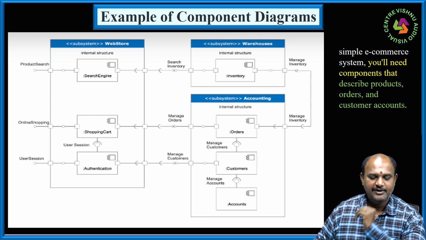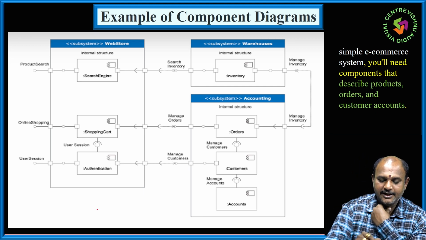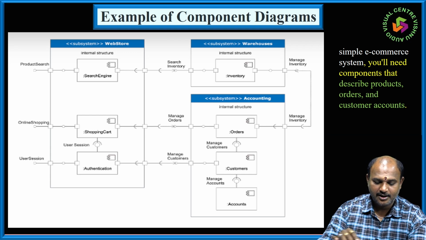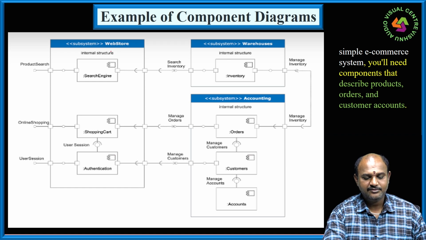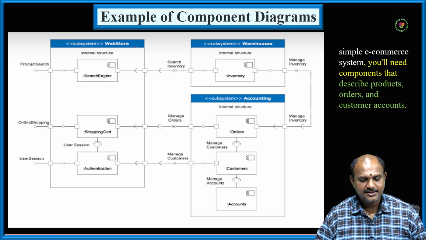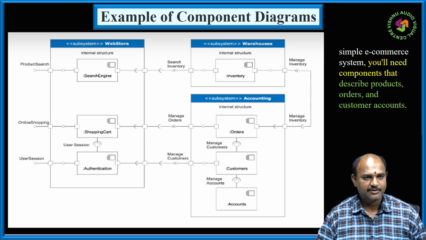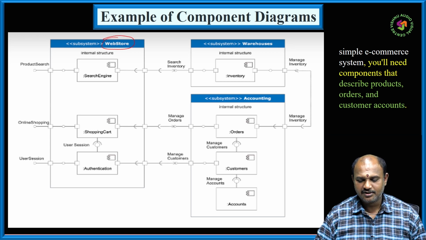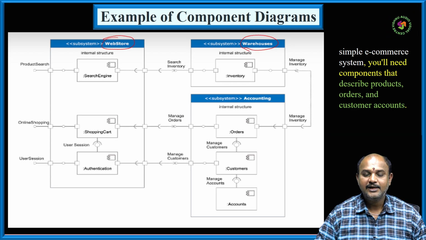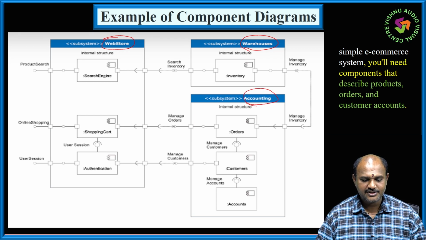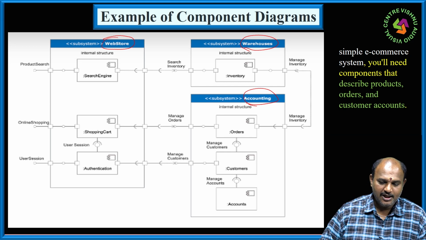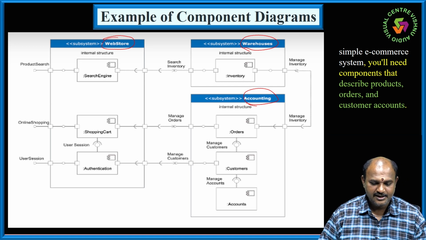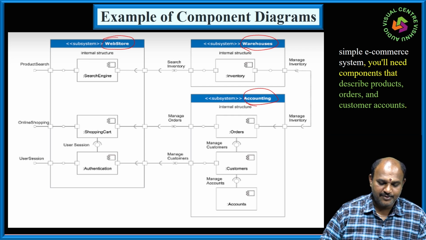Go for this diagram. We have three components here. The first one, web store, is one component, one subsystem. Warehouse is another component, and accounting is another component. So these are the physical components: web store, warehouse, and accounting. These are the different physical components, which also have other components inside.